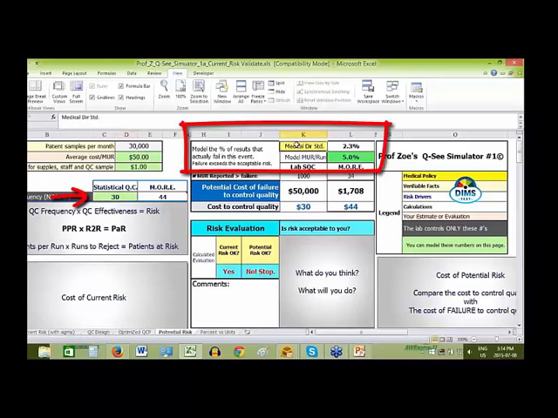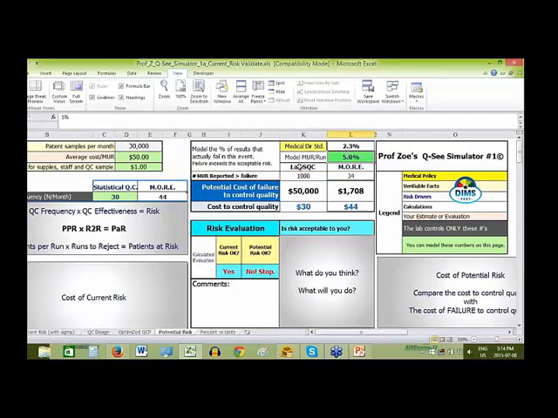When you come over here, you look that the medical director has set an acceptable risk level of 2.3%. We're going to choose to model a 5% failure. With lab QC, there will be 1,000 patients reported at a cost of $50,000, and you're spending $30 to control quality. With the mathematical process, there are 34 patients, less than $2,000.